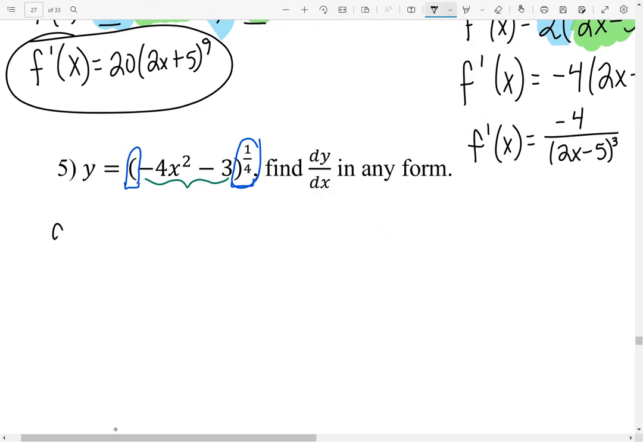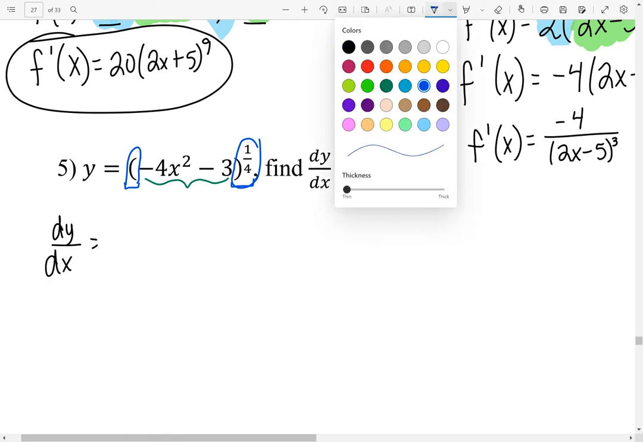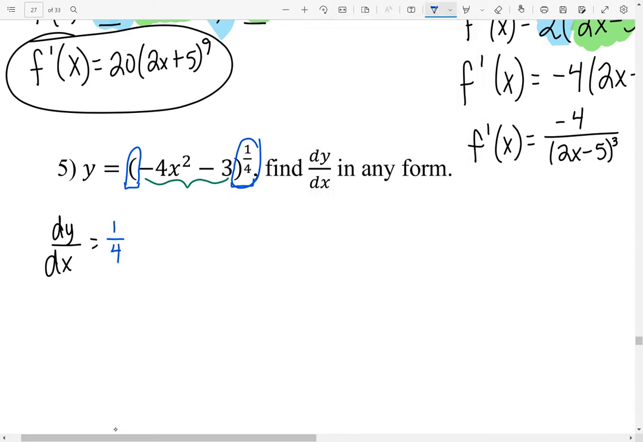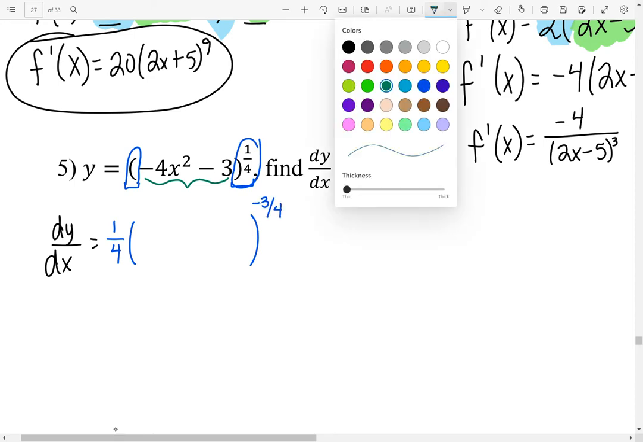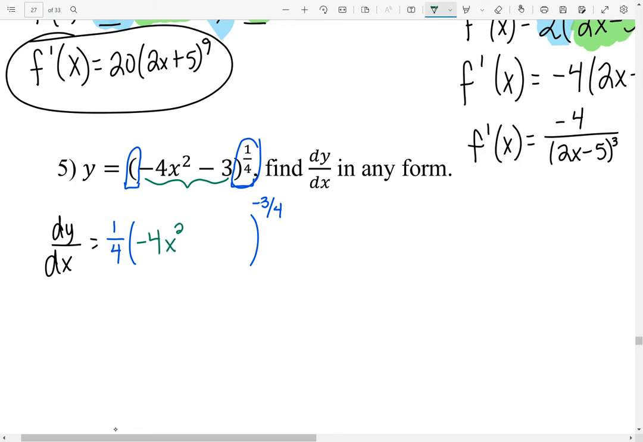So when I find dy dx, the derivative of the outside part is 1/4, parentheses, subtract 1/4 from the exponent, I get negative 3/4. And then for the inside part, I'll bring down negative 4x squared minus 3, and then multiply by the derivative of the inside. The derivative of negative 4x squared minus 3 is negative 8x.